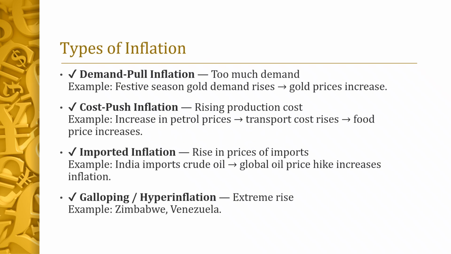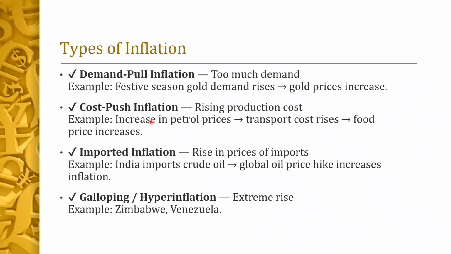Inflation can occur due to different reasons. Let us understand the major types, and this is a very important exam topic. First is demand-pull inflation. It occurs when demand is more than supply. So consumers want to buy more, but producers cannot supply enough. For example, in festive seasons, gold demand rises, and so gold prices also increase.